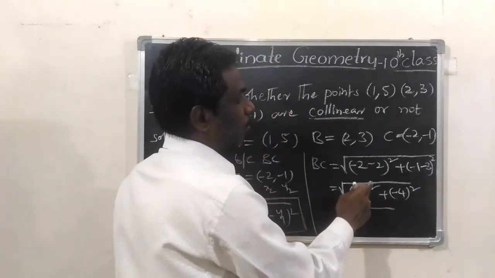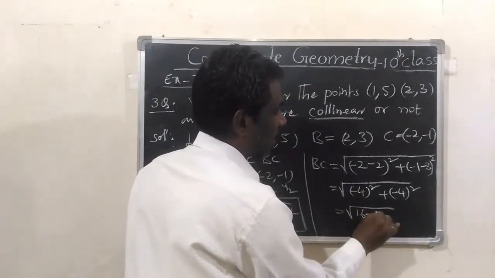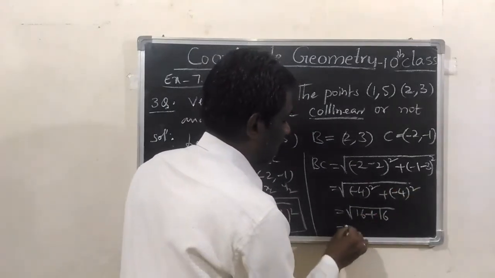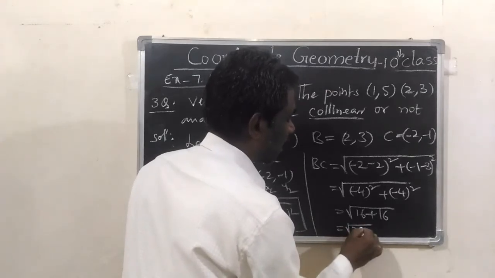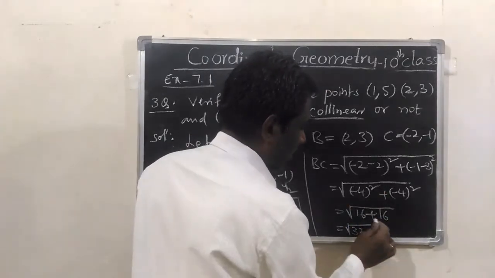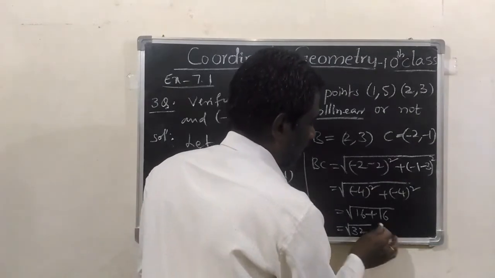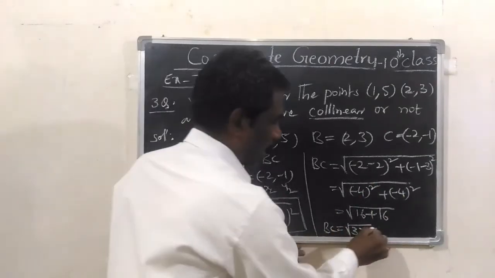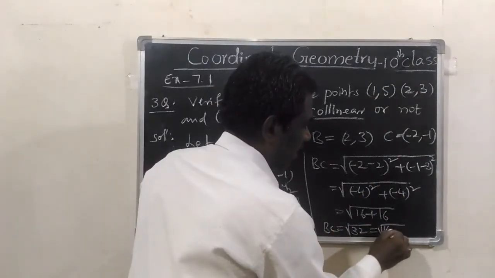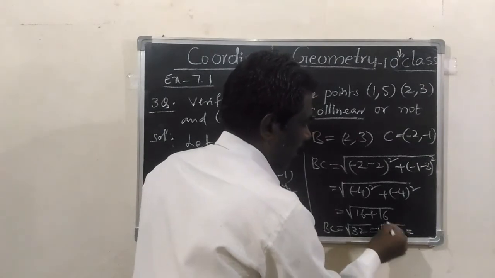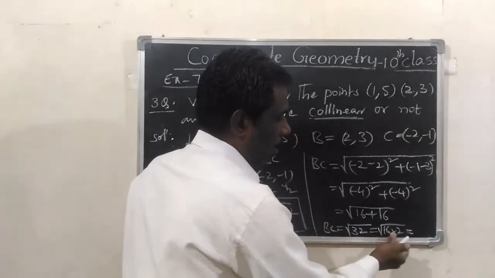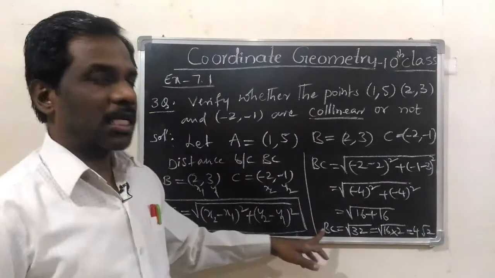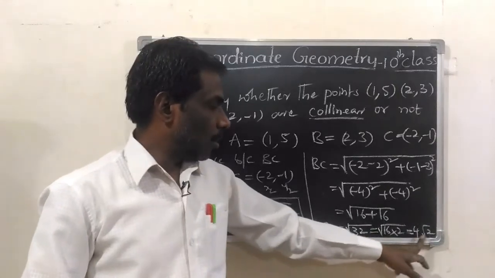Here minus square is a plus, 4 square is 16, plus minus square is a plus, 4 square is 16, equals 16 plus 16, which is what? 32. So this root 32 we can write as BC equals root 32. This can be written as 16 twos are 32, and root 16, root separated into 16 and 2, root 16 is 4 and root 2. So the distance BC is 4 root 2.